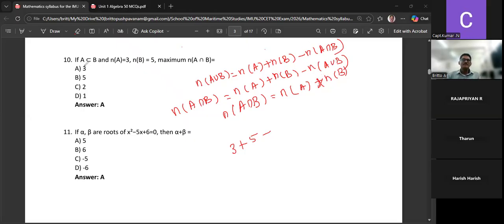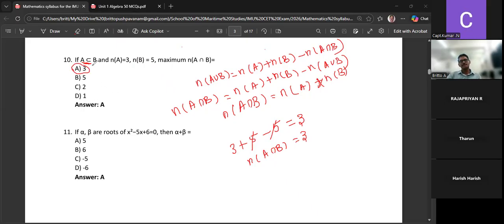So what is given in the problem? A contains B, so A is a subset of B. So A union B should be n of B, so this would be 5. So here plus 5, then minus 5. So then n of A intersection B equals 3. So the correct answer is 3.